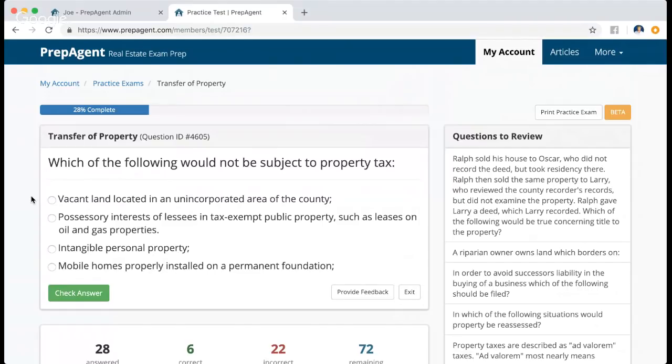Which of the following were not subject to property tax? A, vacant land in an unincorporated area of the county. B, possessory interests of a lessee in tax-exempt public properties, such as a lessee on oil and gas properties. C, intangible personal property. Or D, mobile home property installed on a permanent foundation.